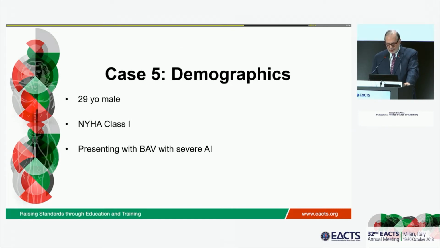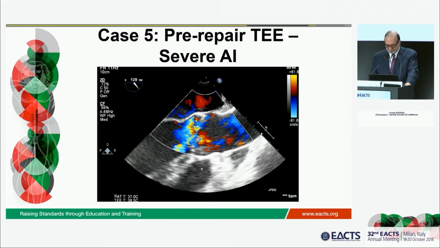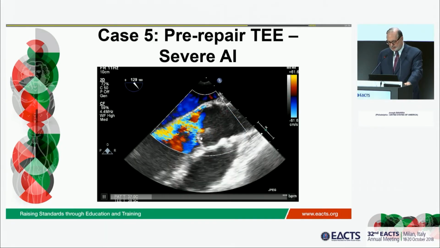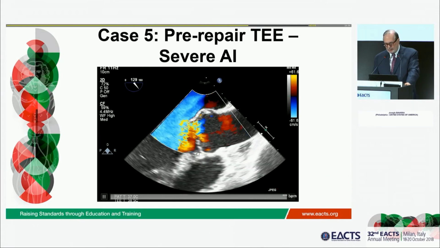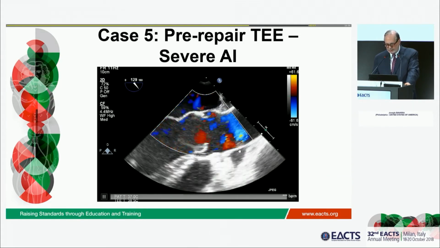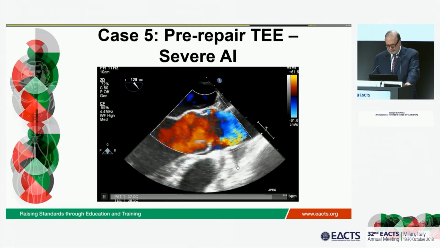So this is a 29-year-old, a very young patient, class 1 CHF, BAV with severe AI. And you can see this is torrential AI. This is a dramatic AI. He does not have a root aneurysm here in this case. He's just a simple, straightforward AI case.